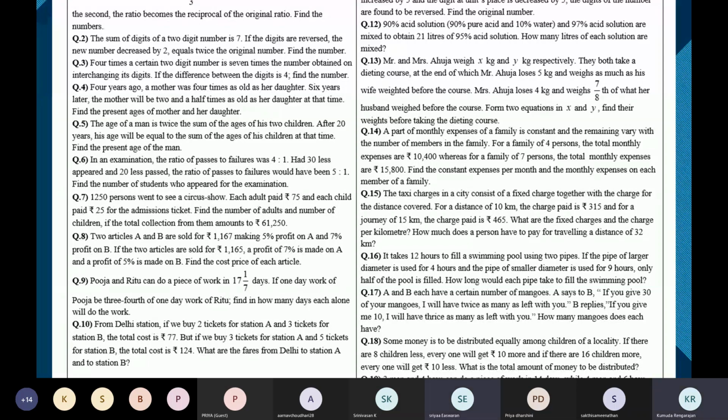Ma'am, is it 150? What is 150? The total number of students appeared for examination. Ma'am, 150, ma'am. 150 by Shreya. Then who else got 150? Harshita, ma'am. Very good. Shreya and Harshita.